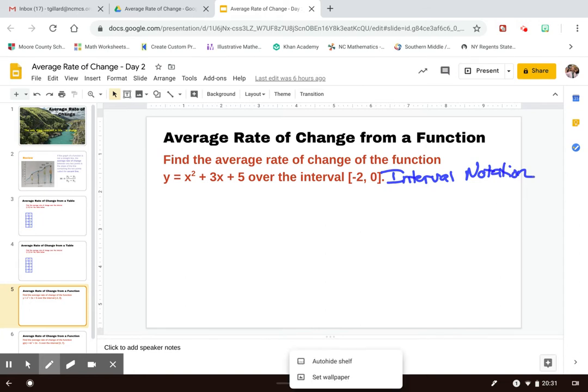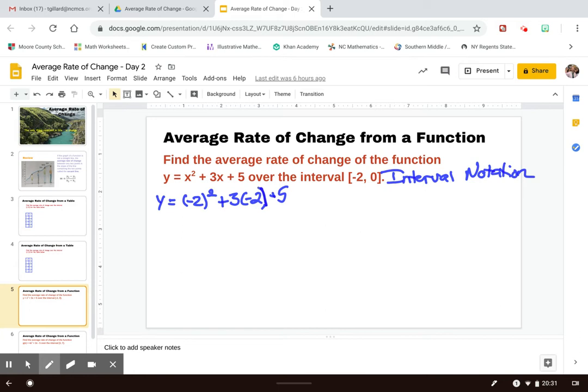So here we go. If I have y equals x squared plus 3x plus 5, for my first one, that would be y equals a negative 2 squared plus 3 times a negative 2 plus 5.